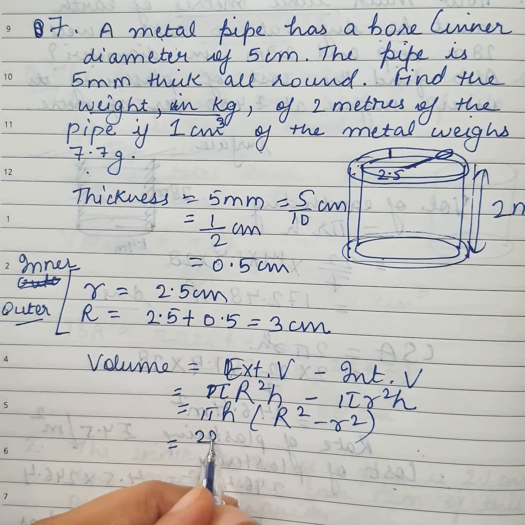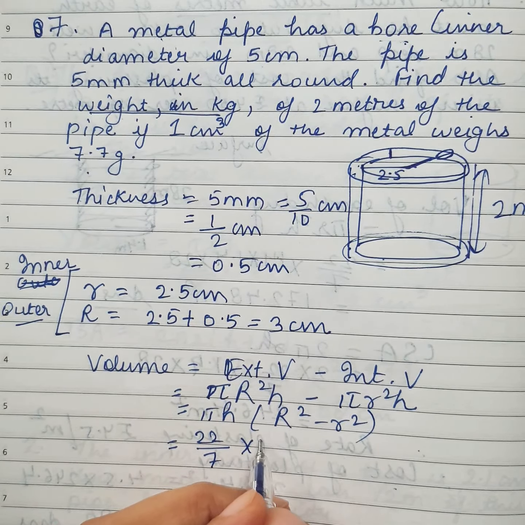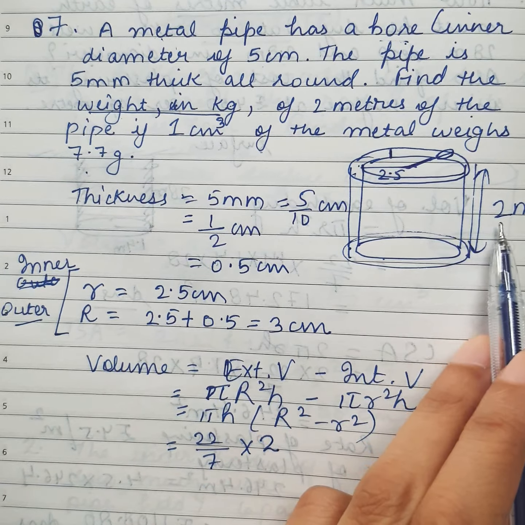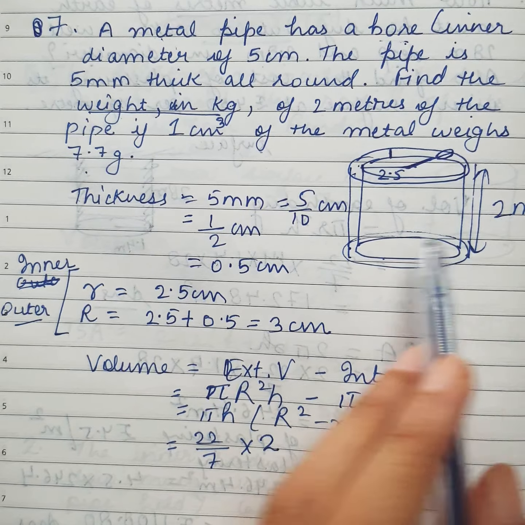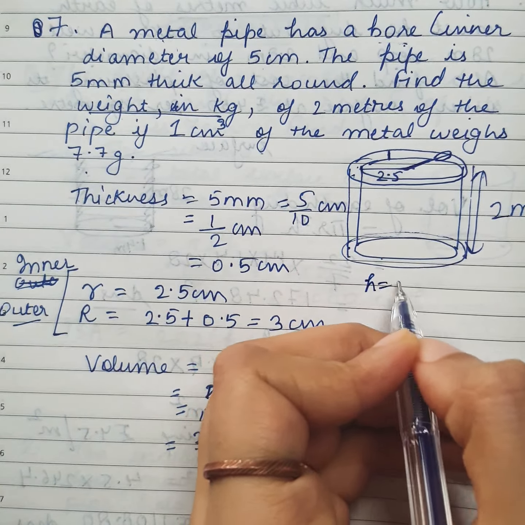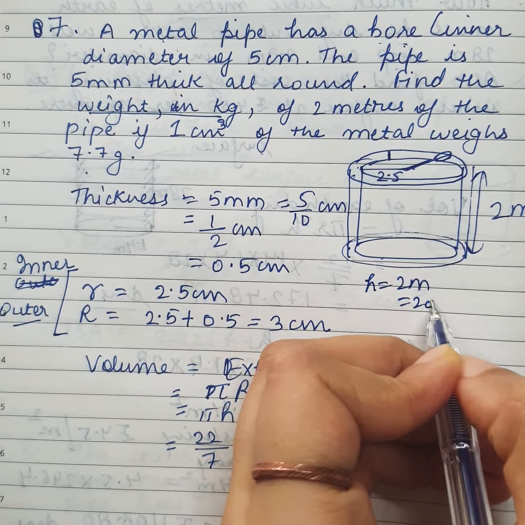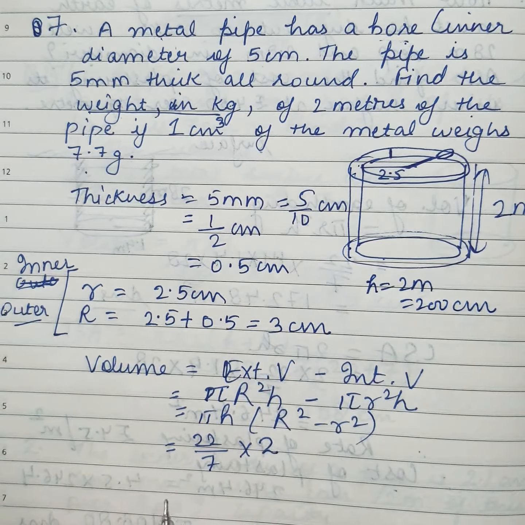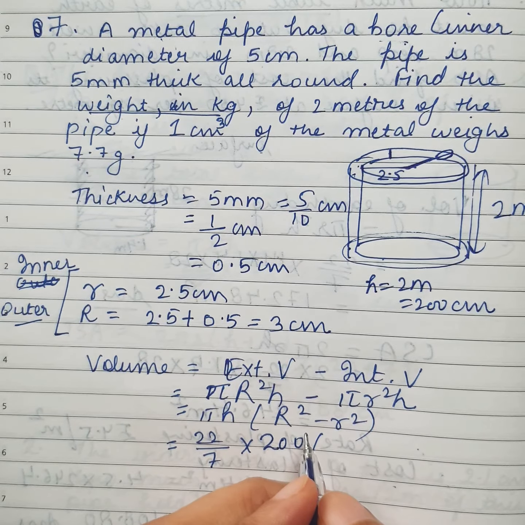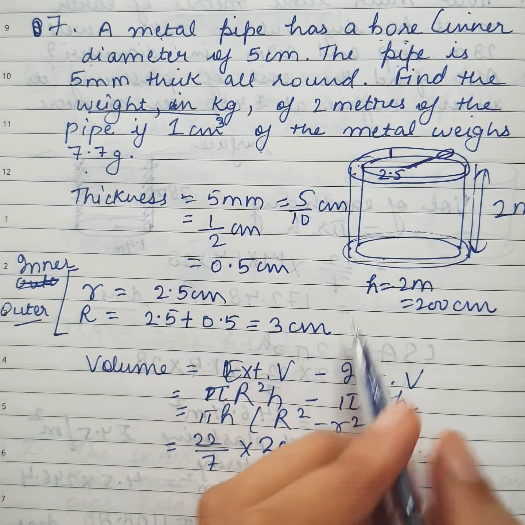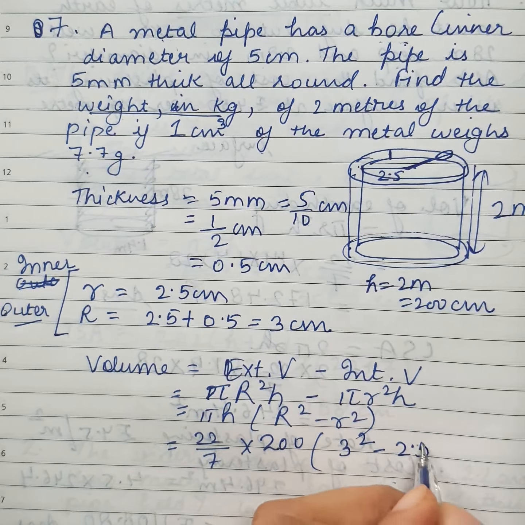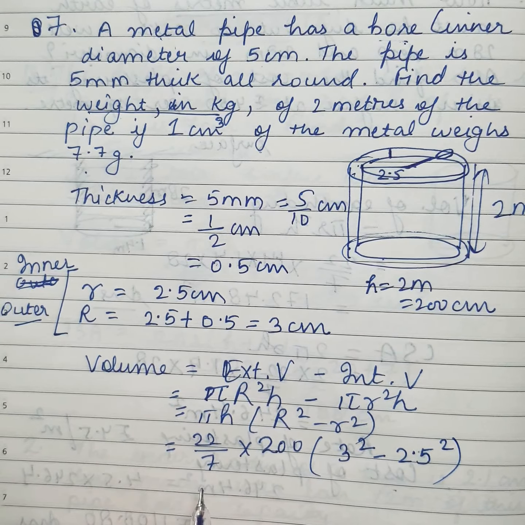So pi 22/7, h is 2. Wait, this is in meters, so we have to convert it. So height will be 2 meters, which is 200 centimeters. So take it as 200 centimeters. Radius, external is 3 square, internal is 2.5 square. Now let us solve this.